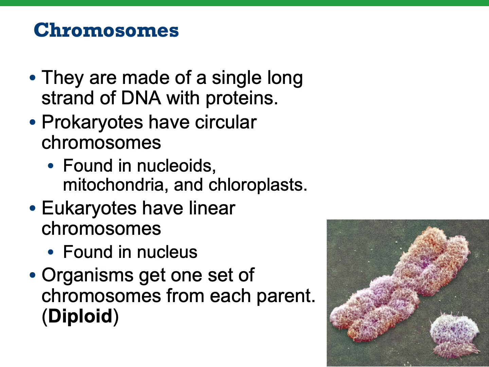Their chromatin can be found in what we know as nucleoids, mitochondria, and chloroplasts. Eukaryotes have linear chromosomes, and their chromatin is found inside the nucleus. You may also find some DNA in mitochondria and chloroplasts, but that DNA is circular like that of prokaryotes. Sexual organisms get one set of chromosomes from each parent. Therefore, we have two copies of DNA in each cell, and we call that diploid.